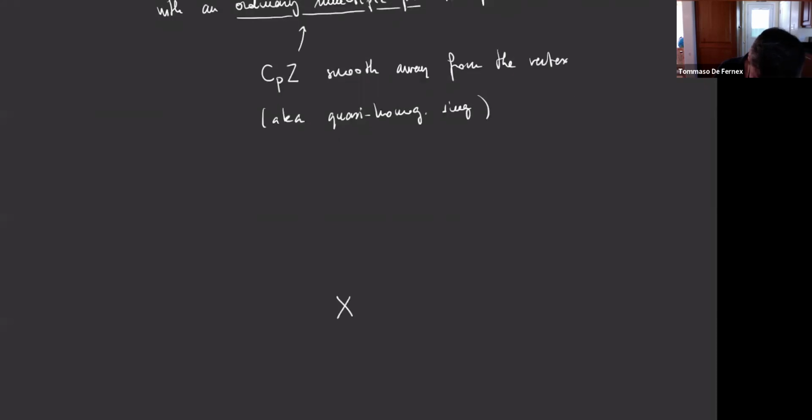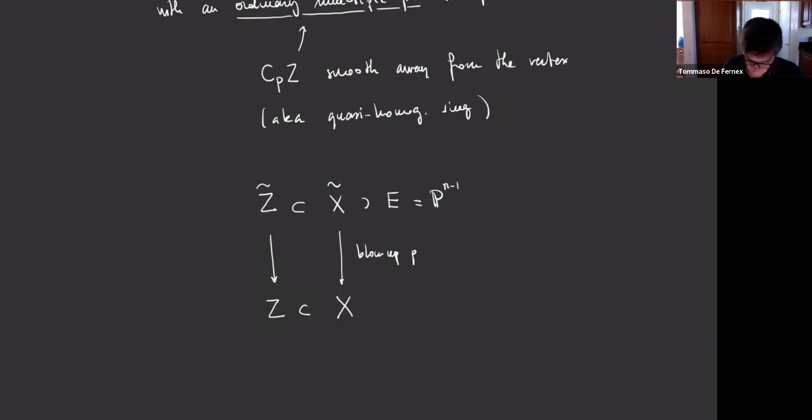So you have X here, and what we do is that we blow up the point P. So this gives you a variety X tilde. Inside here, there is a divisor E, which is equal to some P^(n-1) if n is the dimension of X. Inside X, I have Z. So if I take the blow up of Z at P, I get the Cartesian square here, like that. And I have a divisor inside here. So let me call this map G, the blow up of X.